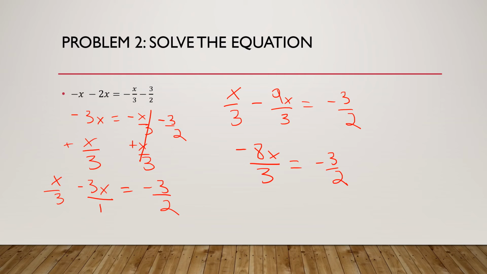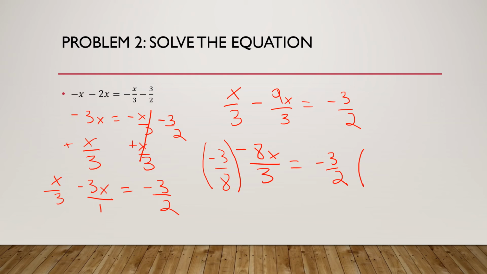Okay, now we need to get x by itself, so let's multiply negative 8 over 3 by its reciprocal, which is going to be negative 3 over 8, by multiplying negative 8 over 3 by negative 3 over 8. That's going to give us x by itself.